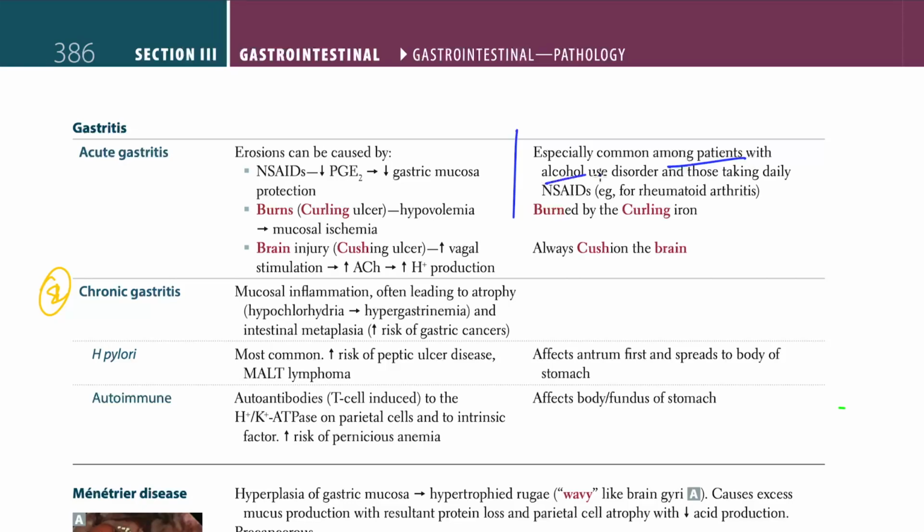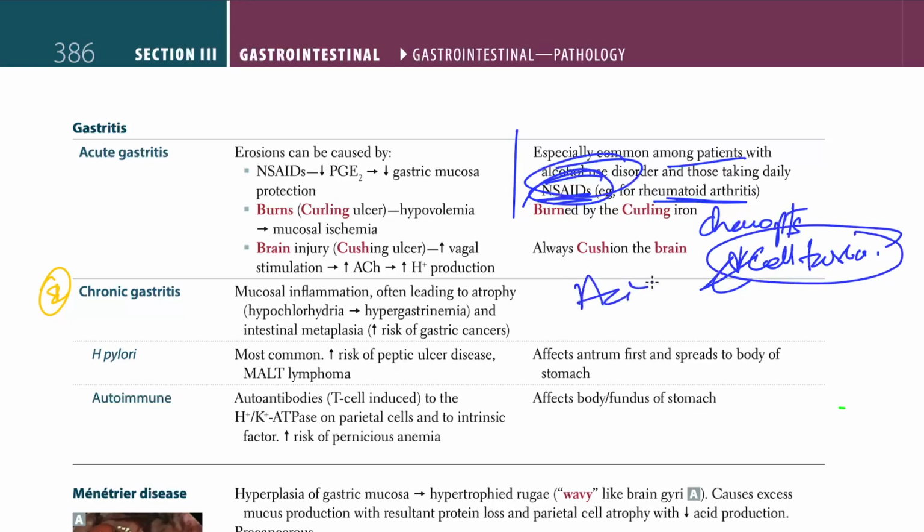On the right side, what do we have here? Acute gastritis is especially common among patients with alcohol use disorder and those taking NSAIDs, for example for rheumatoid arthritis. If you take NSAIDs or you have alcohol use disorder, it's going to get you acute gastritis. What else? We have the chemo patients. In chemo patients, they have decreased cell turnover, so acid is going to damage these cells, giving them ulcers or erosions.